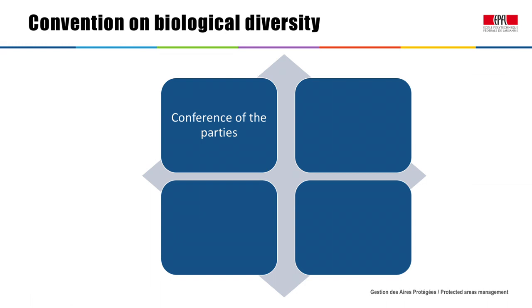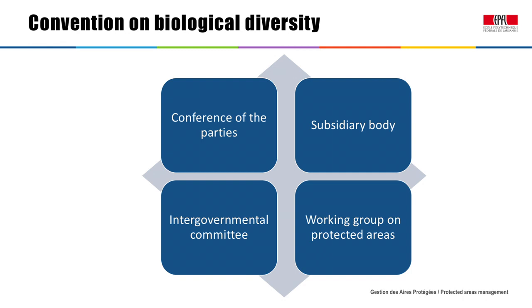The bodies of the Convention are as follows. The Conference of the Parties. It gathers all signatories and meets every 2 years in order to review the implementation of the Convention. The subsidiary body in charge of providing scientific, technical, and technological advice. The Intergovernmental Committee for the Nagoya Protocol, which we will discuss in a later module, the Working Group on Protected Areas, as there is a specific program of the Convention in charge of protected areas.